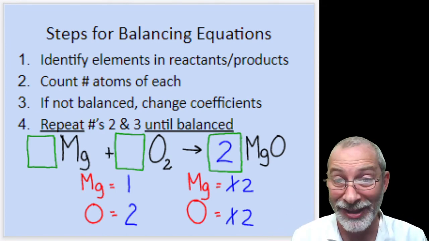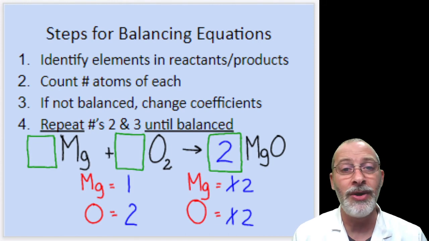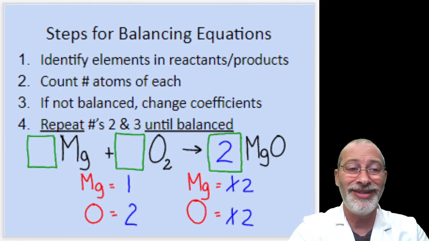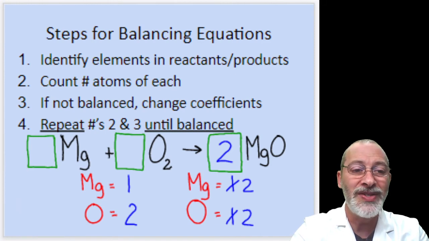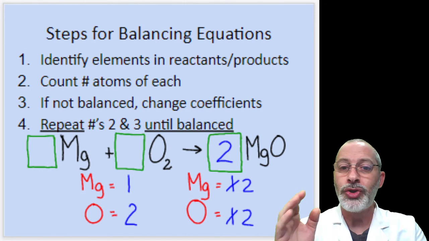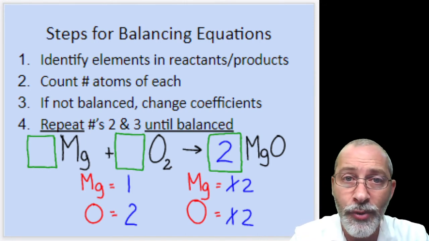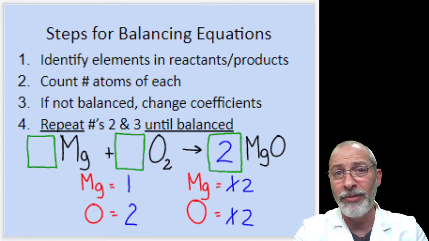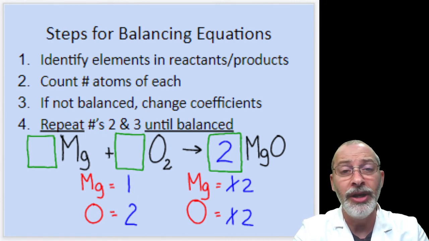until it is balanced. So don't get frustrated with balancing equations because it's going to take more than one step in order to complete. So you've got to go through all 4 steps and check your work by recounting every time you make a change, or you're going to be breaking the law with your equation.